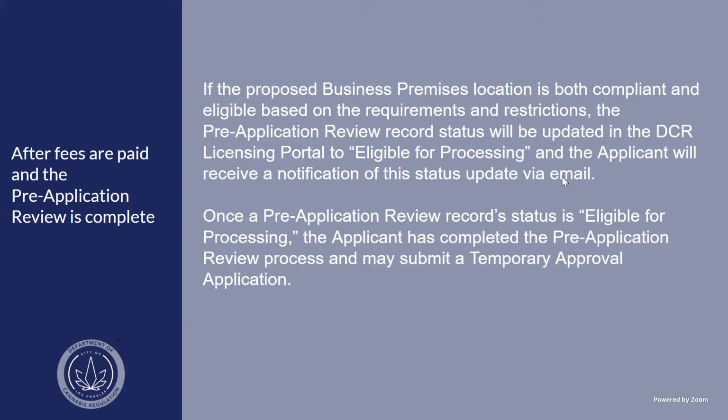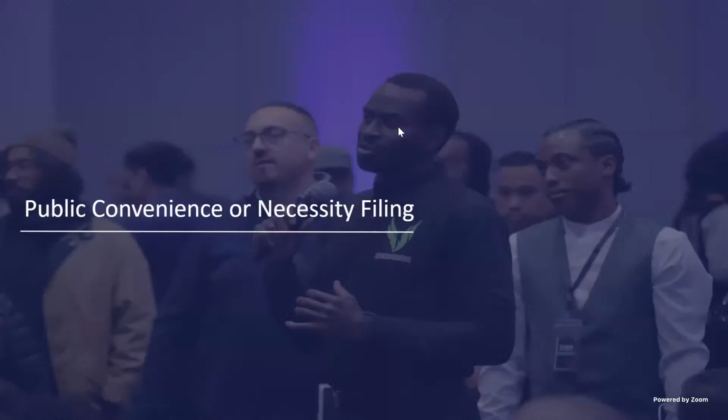Once the pre-application review record has a status of eligible for processing, you have up to 1 year to submit an application, whether it's a temporary approval application or an annual application once that process opens. So before I hop into public convenience or necessity, I'm going to go ahead and show you some of the mapping tools in the zoning information map access system, as well as the DCR licensing map. So bear with me as I transition over.